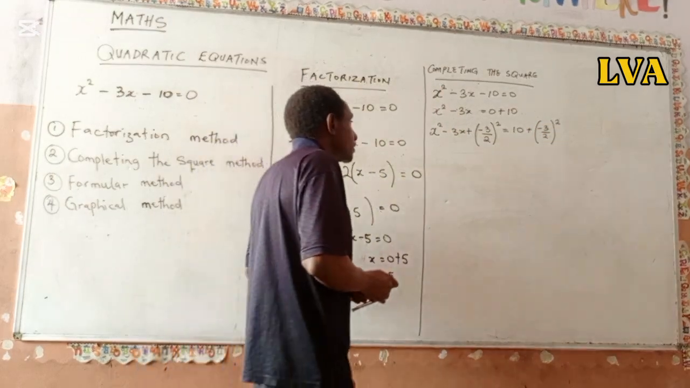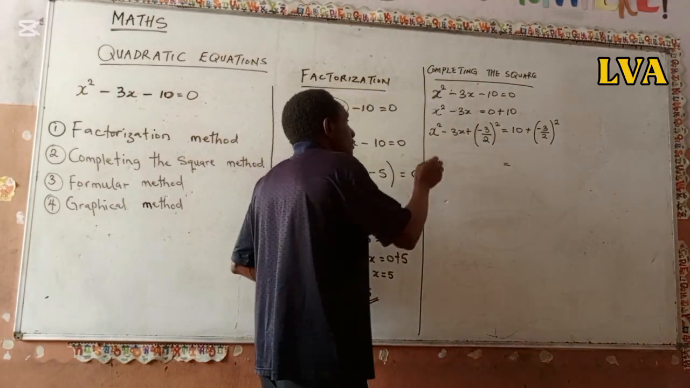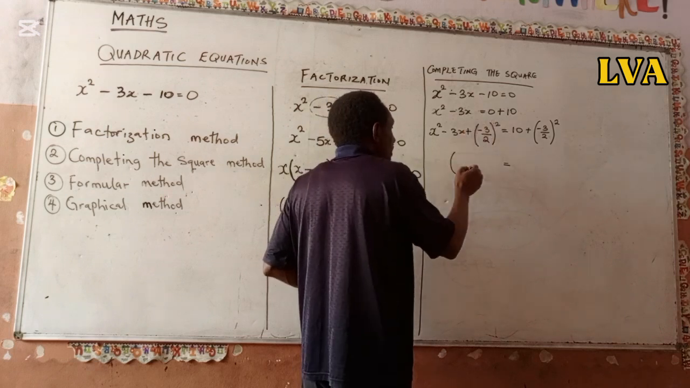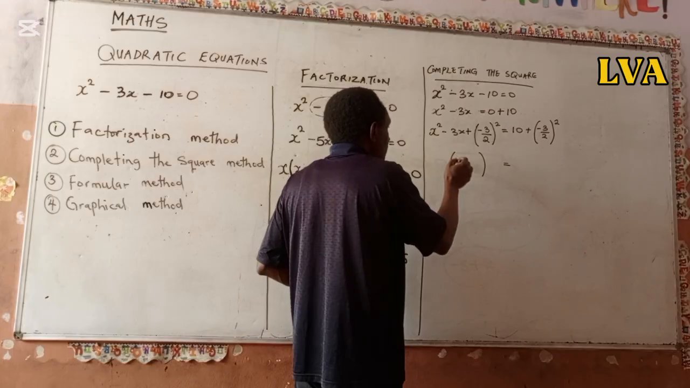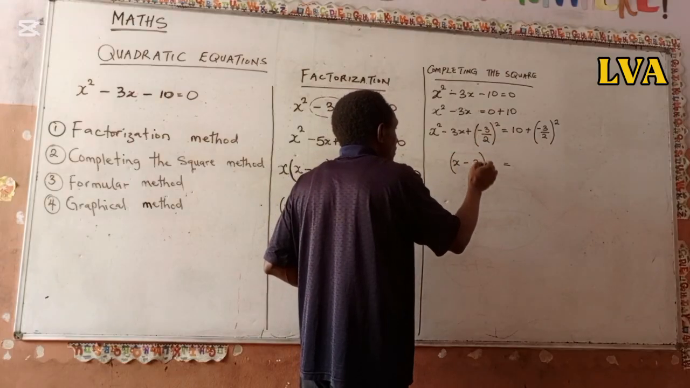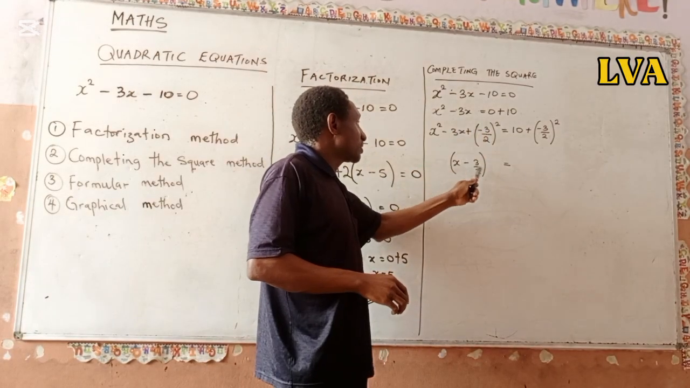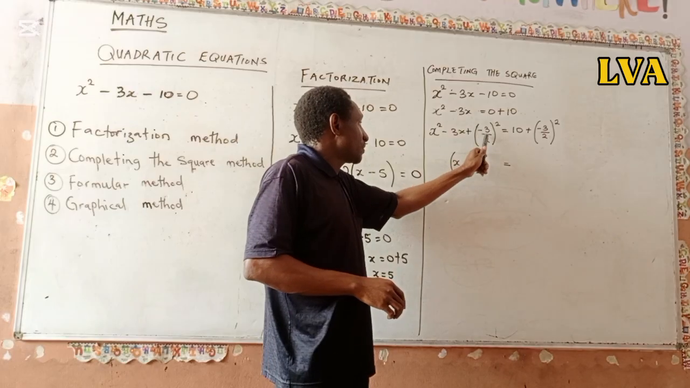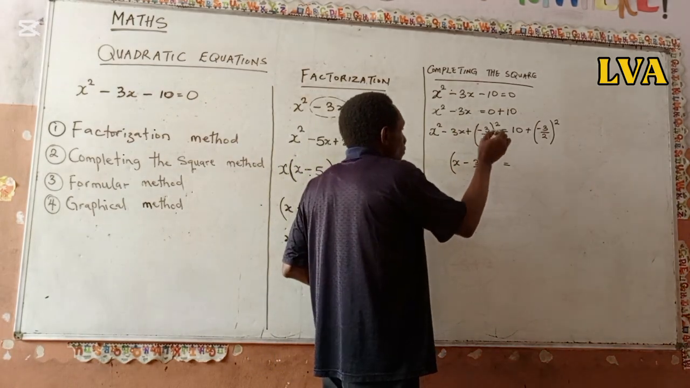Now, I will bring down my equal sign here. These two terms are both raised to power 2, so I can create one bracket for them. I can bring x here, and then minus 3 over 2 can come inside the bracket. Since both of them are raised to power 2, everything is raised to power 2 as well.